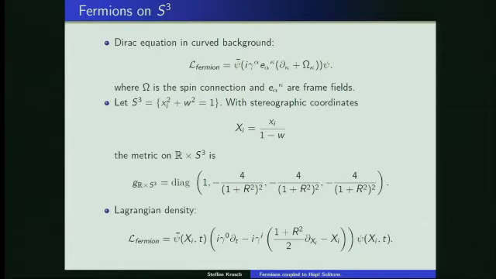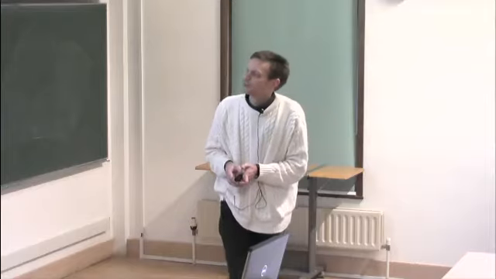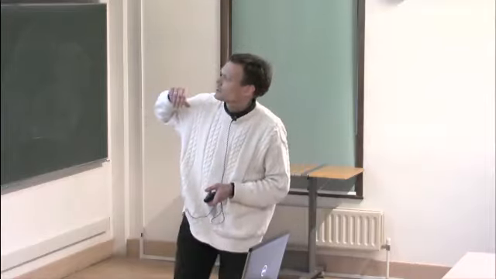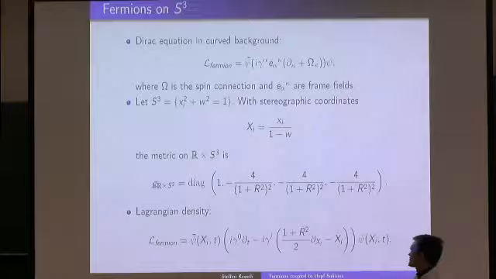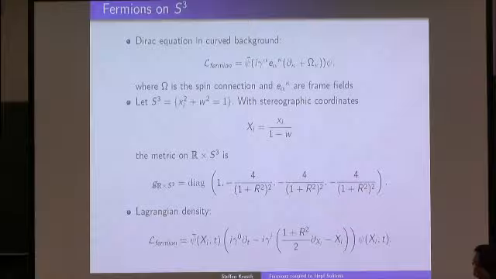So you write this down, you have these frame fields. One way of doing this is using stereographic coordinates. The metric looks like this. And then if you calculate, you get a spin connection, which is basically this x here. So there are some calculations. But there's one additional thing you have to take into account. First the derivative changes because of the frame fields, but then the spin connection comes in.